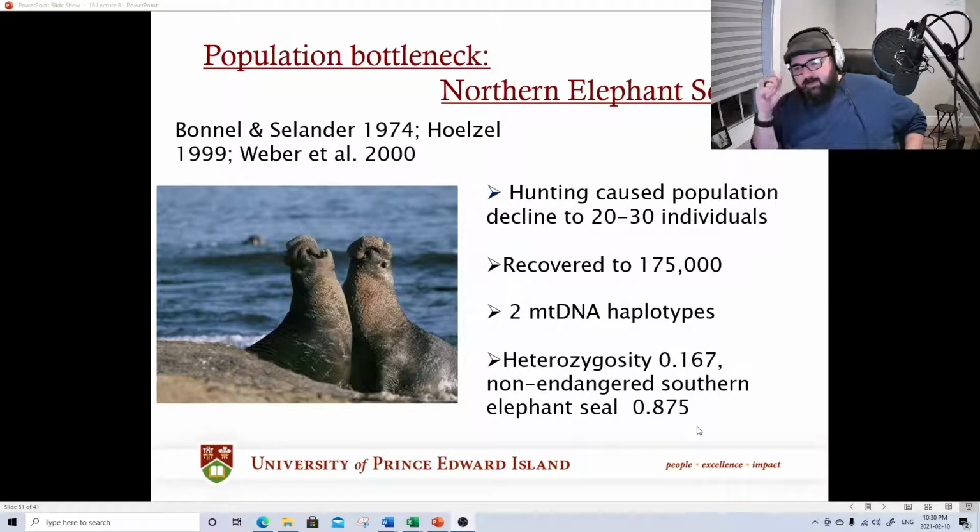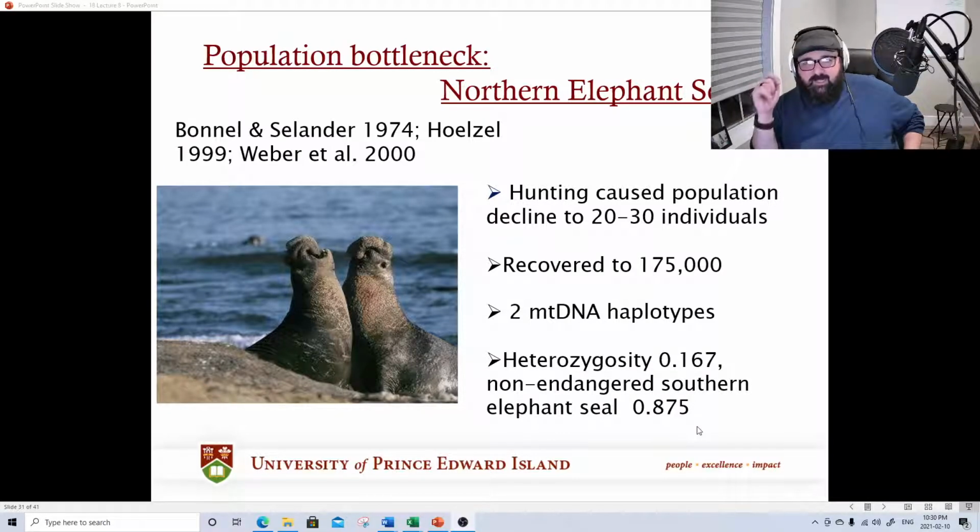But when we look at that 175,000 individuals, we only have 2 mitochondrial haplotypes. So a minimum of 2 females are represented. The heterozygosity is 0.16. In a species of closely related seal, the heterozygosity is 0.875. So it's 8 times as large, or 7 times as large amount of genetic diversity. Now, we got this population back to 175,000, which is amazing.